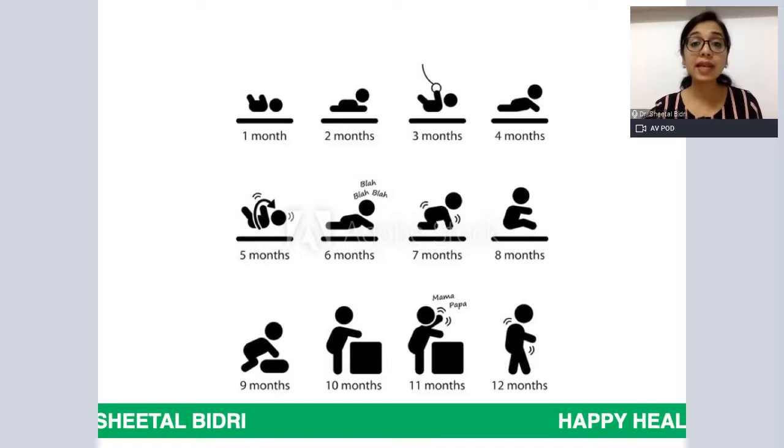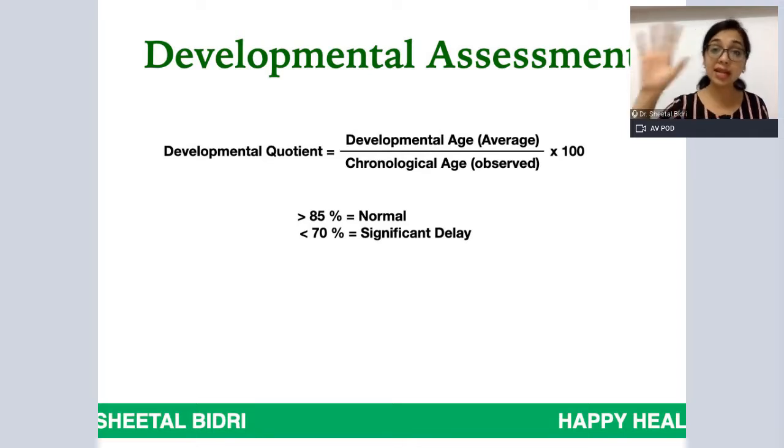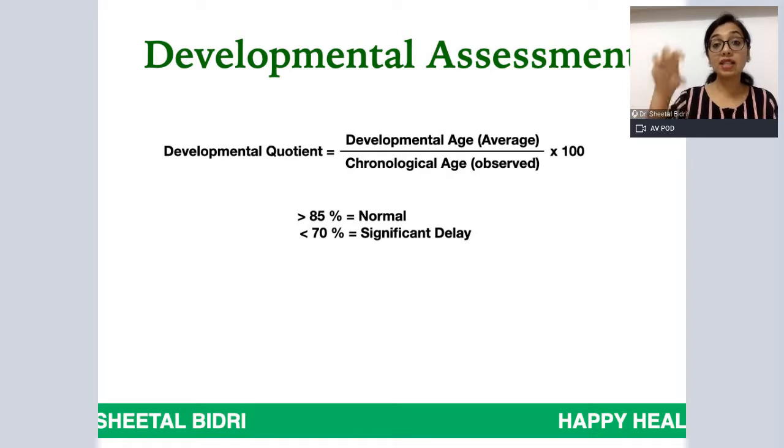So how do we assess this developmental age? There's a formula which not only a pediatrician might find important. We can know the developmental age by knowing all the milestones. Once we know the milestones, we can create an average developmental age compared to the chronological age, that is, what age they are actually at. That gives us a quotient.